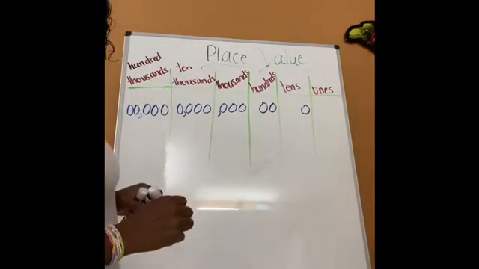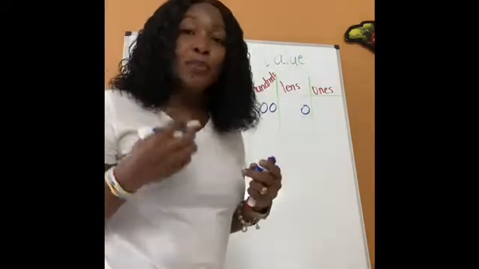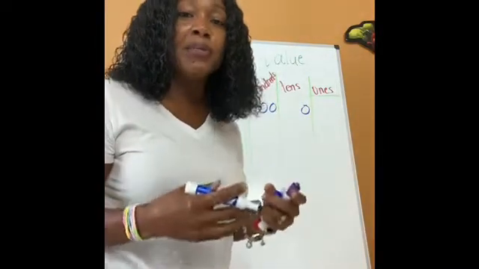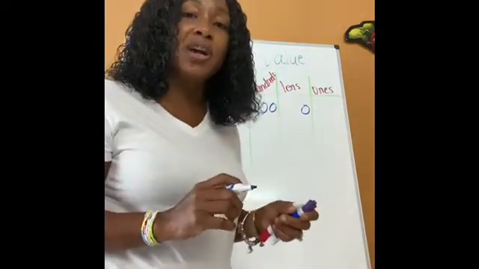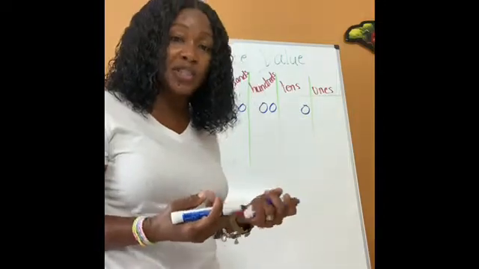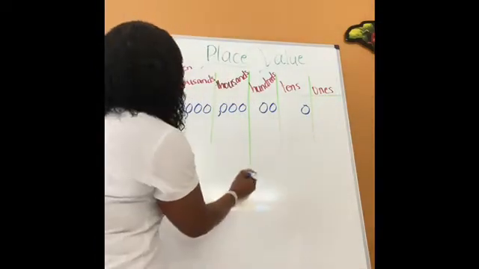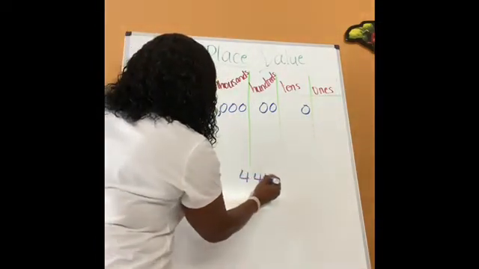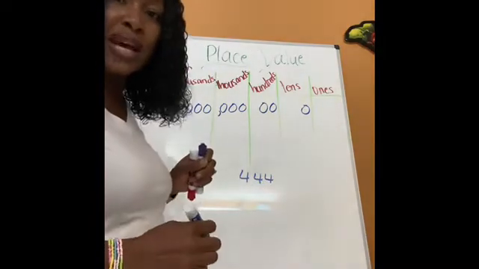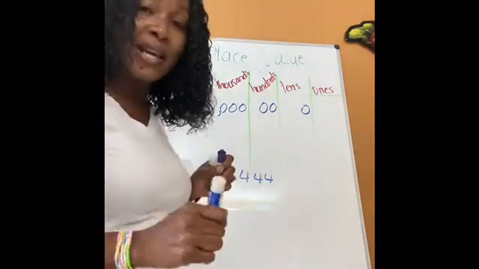Okay, now I am going to write a number, then I'm going to put each digit on the chart to see the value of those digits. So let me start with 444. Who can read that number? Correct.